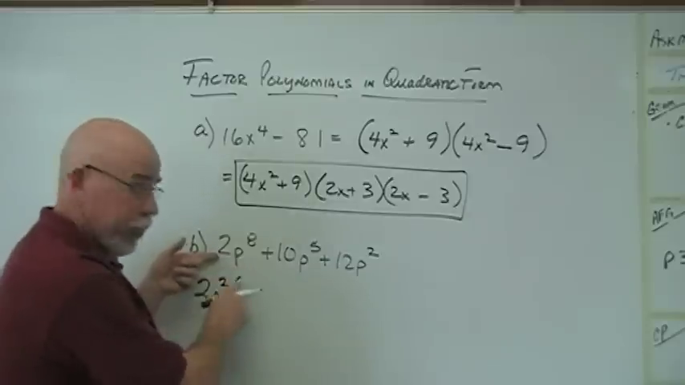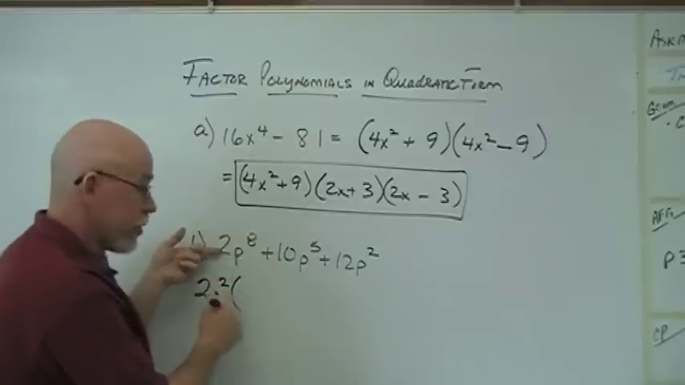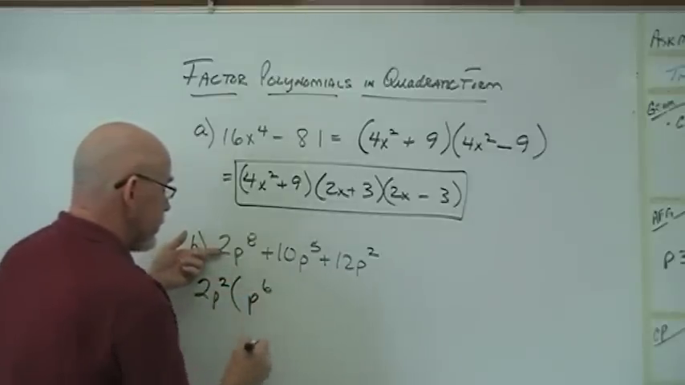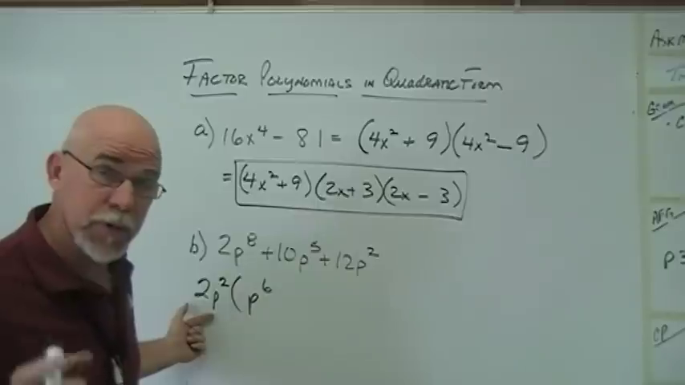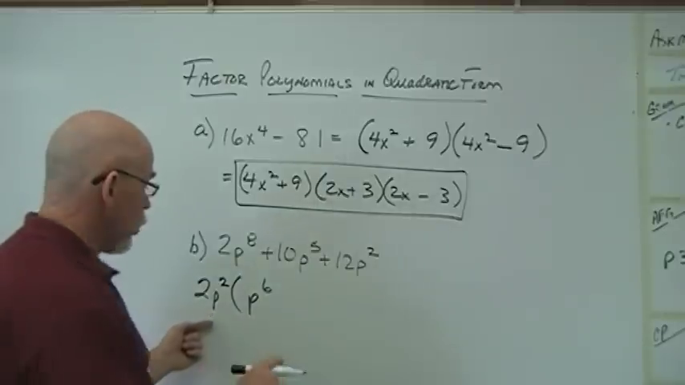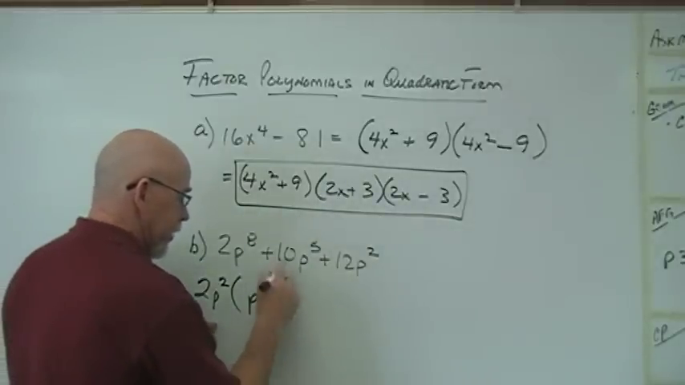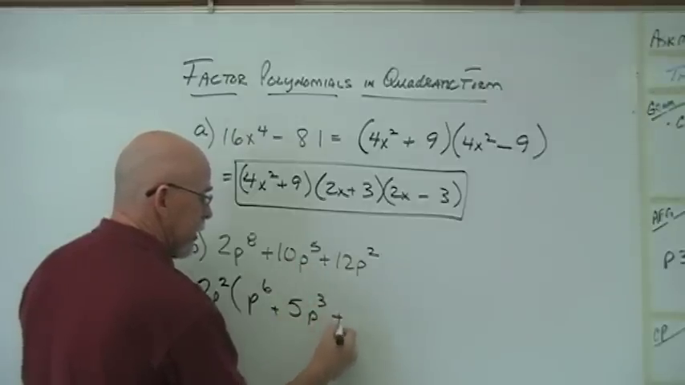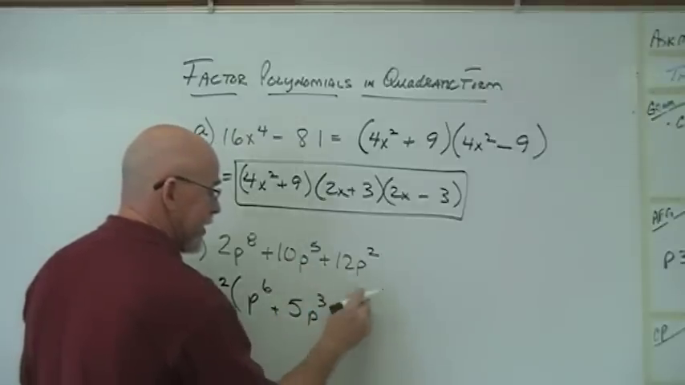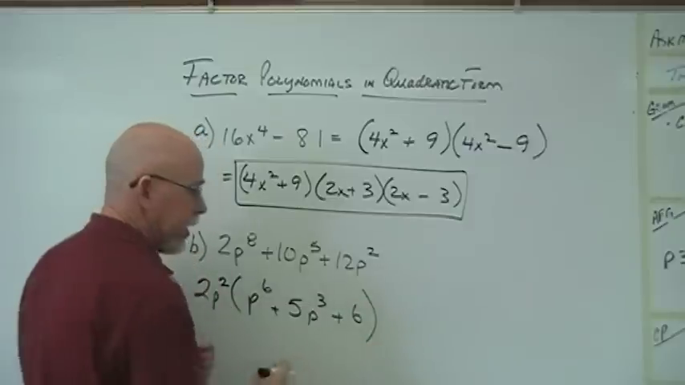What would this be when I factor out a 2 and a p squared? Well, it's going to be p to the 6th power. P squared times p to the 6th is p to the 8th. You add the exponents with that power rule, right? So now what would this be? Well, 10 divided by 2 is 5, and p, we've just got 3 of those left, and then 12 divided by 2 is 6, and we've taken all the p's out of that, so that's left.